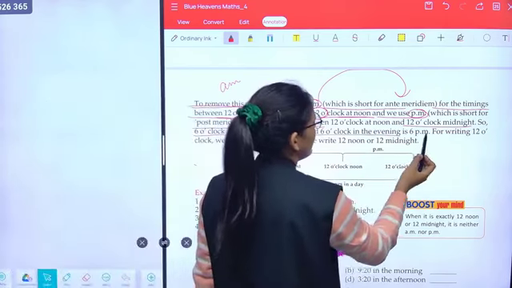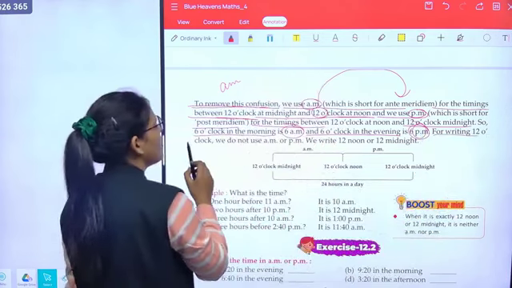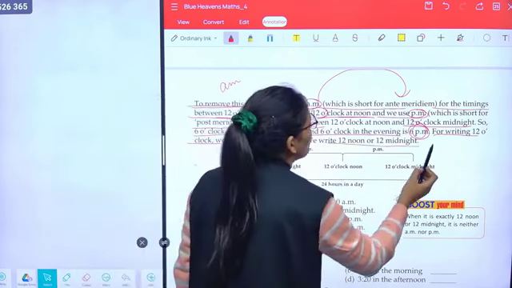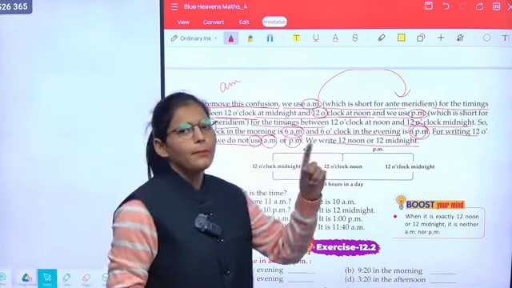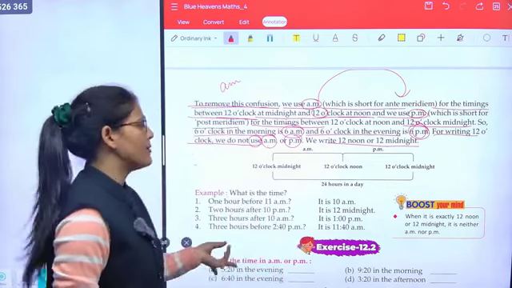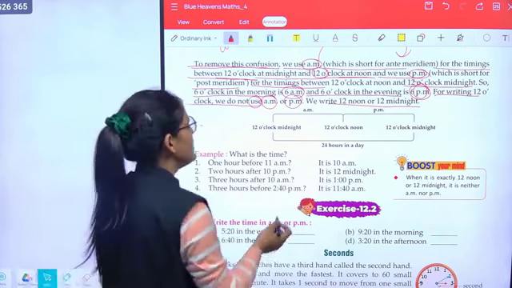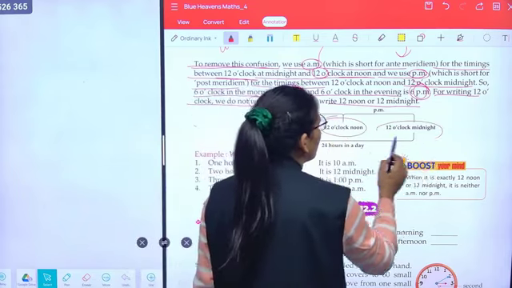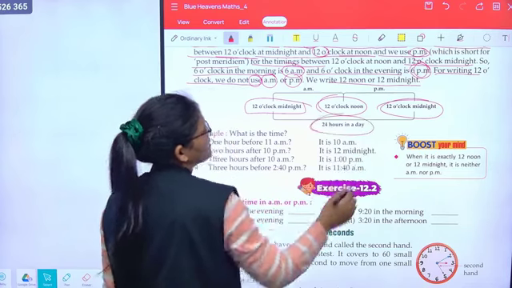and 6 o'clock in the evening 6 PM. For writing 12 o'clock we do not use AM or PM, we write 12 noon or 12 midnight. Okay, हम 12 बजे के लिए AM PM का यूज नहीं करते, हम क्या यूज करते हैं, 12 noon और 12 midnight. Okay class, see 12 o'clock midnight, 12 o'clock noon, 12 o'clock midnight. So it is 24 hours in a day.